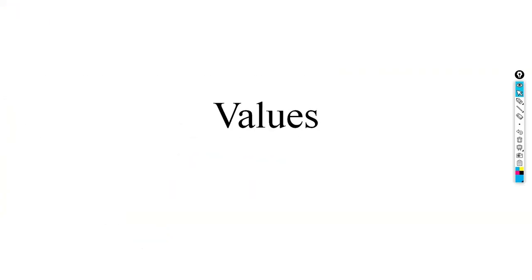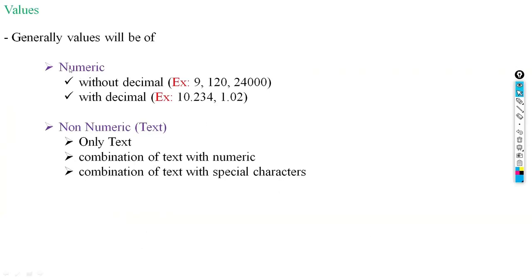Next one is values. The next concept is called values. Now what is meant by values? Values means what you are going to store. Whichever one you are interested to store, that is called a value. The values will be of numerical type or non-numerical type. Numeric means without decimal and with decimal. Without decimal means like 9, 120, 24,000.